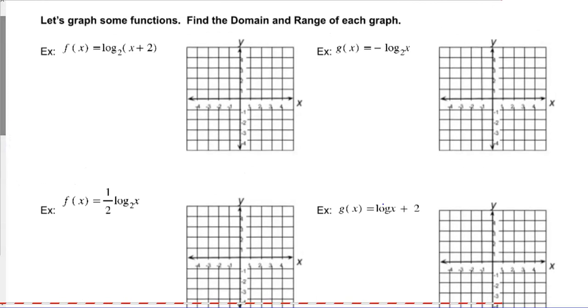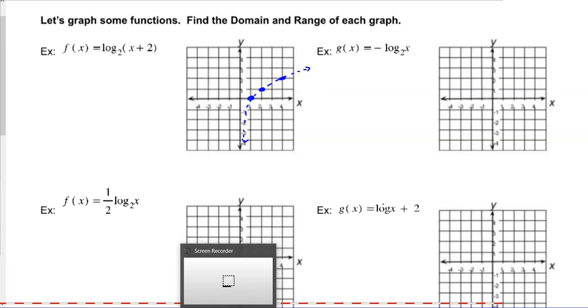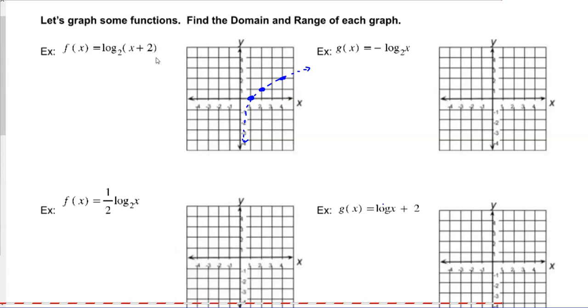Let's try to graph some of these, and we're going to give the domain and range of each graph as well. Now this is again working with our transformations. We have to know the original function of base 2, so let me graph that in there: (1, 0) and (2, 1). If we wanted to go (4, 2), we could, but this is the original log base 2.